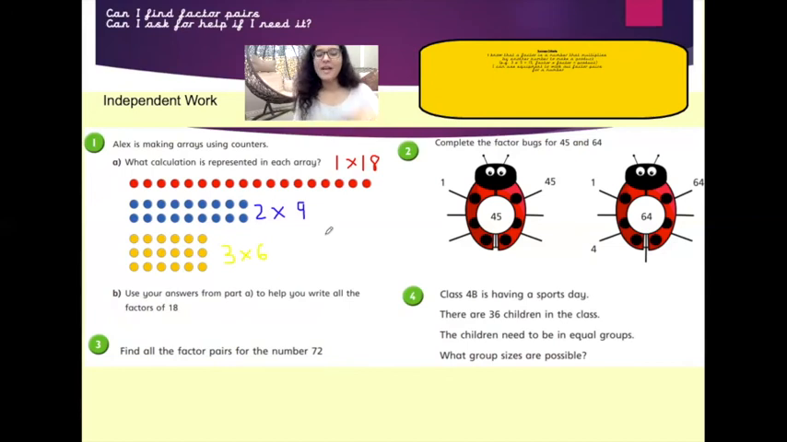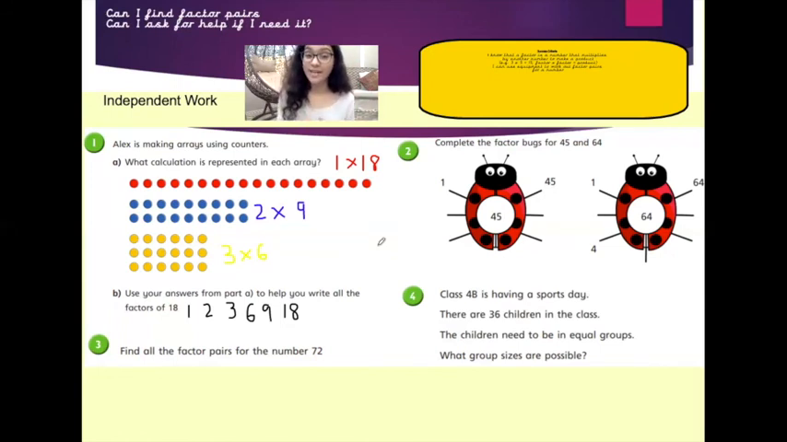Very well done. B, use your answers from part A to help you write all the factors of 18. So what numbers go into 18? And it's telling us that we can use the answers from A. So which factors have you written down? So when I thought about it, I got all of these numbers as my factors. These numbers all go into the number 18. The reason I know that is because 18 comes up in all of these times tables.